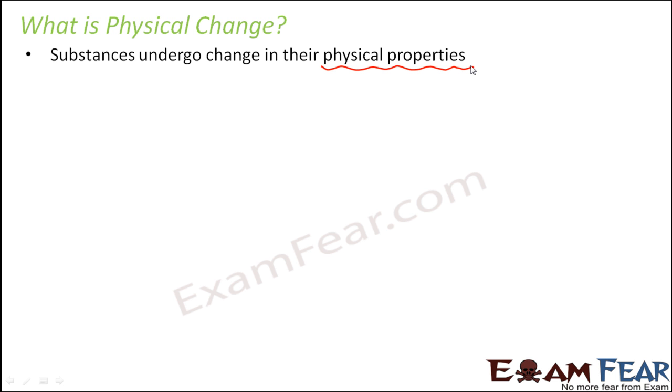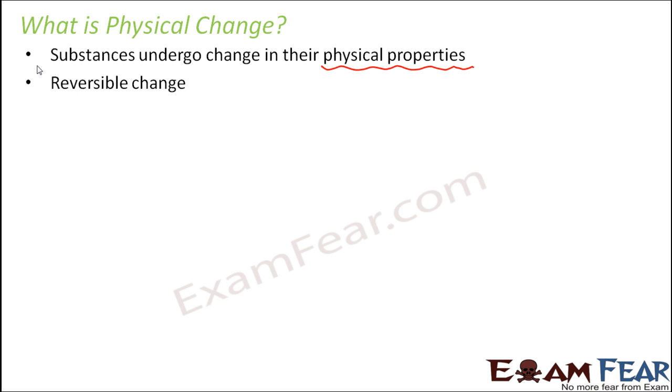So, let me give you some examples of physical properties. For example, color, shape, size, appearance, texture, smell, melting point, boiling point. These are all physical properties because you can actually see them or measure them from outside. They are not internal properties; they are all external. So when there are changes in these physical properties, the change is said to be a physical change.